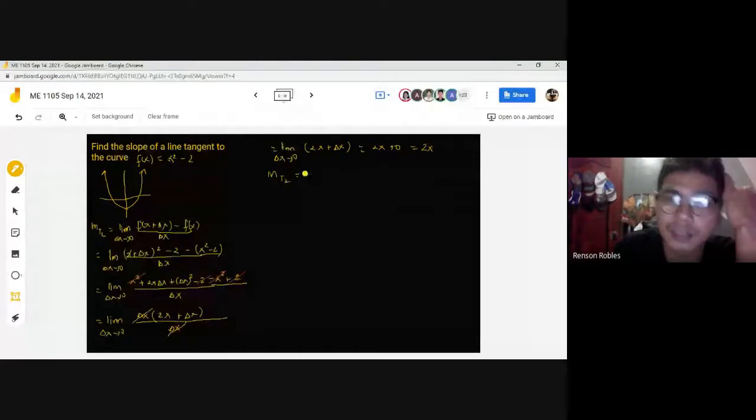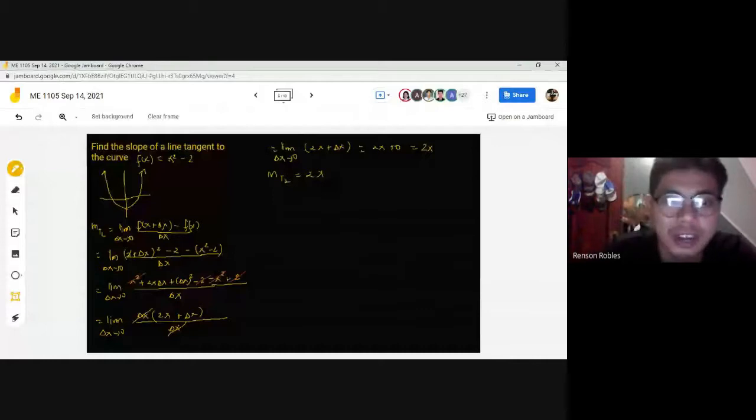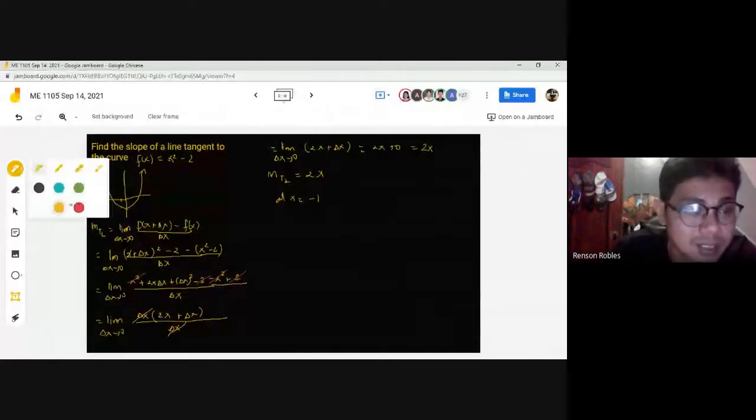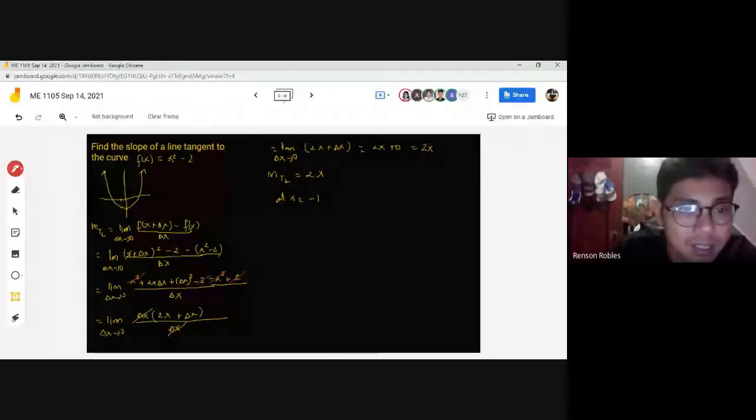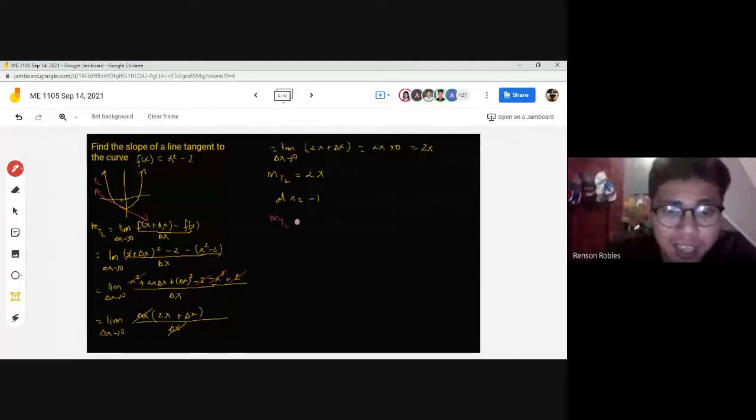Okay. Now, let's be more specific. Let's draw a line tangent to the curve at x equals negative 1. So, negative 1. Ito siya. Okay. So, this is the tangent. Okay na yan. So, that's the tangent line that we want to draw. So that means at x equals negative 1, you can say that the slope of the tangent line should be negative since it leans to the left. 2 times negative 1, and that is negative 2.